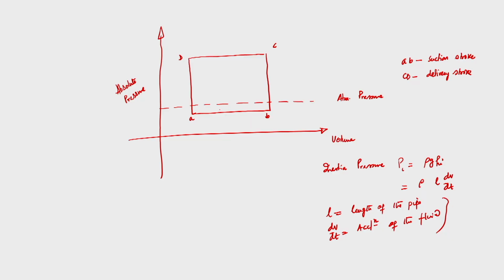So we are calculating inertia pressure P is equal to rho g into Hi, where L is equal to the length of the pipe, and we have taken g is equal to L by dV/dt, the acceleration of the fluid. So we have to calculate it. Now dV/dt is the acceleration of the fluid.